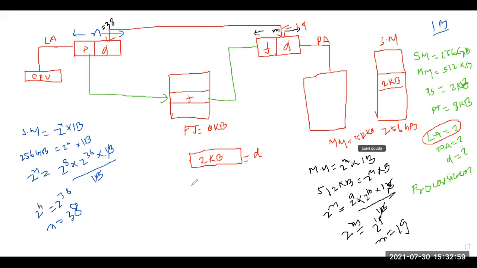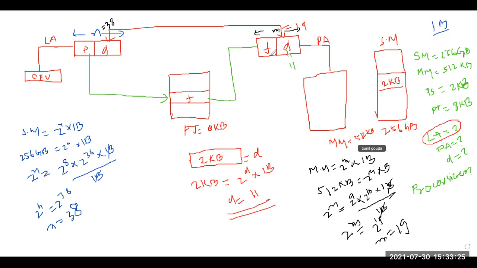Same process again. Now 2 KB will be equal to, okay, 2 KB will be equal to what? 2 to the power of, let me take D into 1 byte. Now same process fine. Now D will be equal to 11. Fine. D will be equal to 11. Now what we have to find now? I can find. Now D is equal to 11.